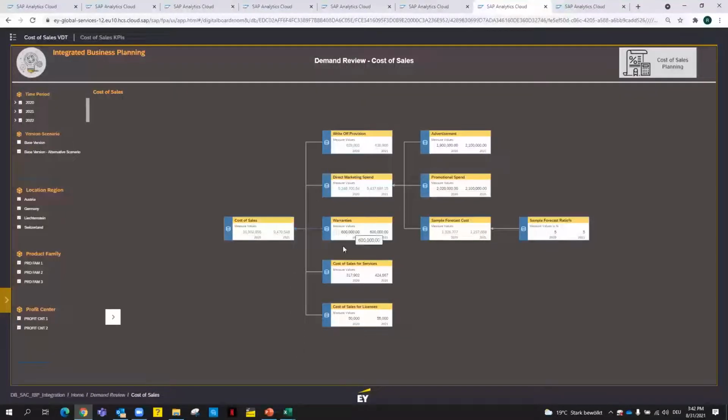Many of our customers have a cost associated to the warranties, and of course, as we discussed earlier, the planning of your net revenues coming from the services and licenses, of course, has an associated cost. Therefore, you should actually take into account the planning of them as well.